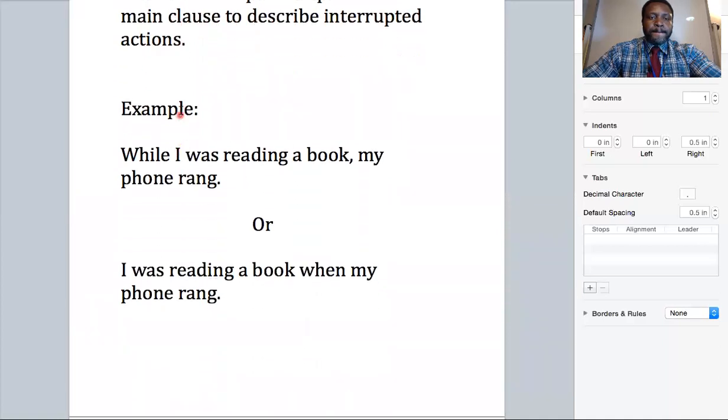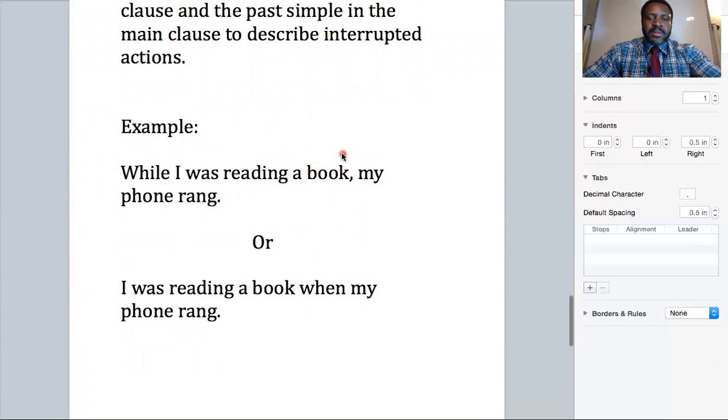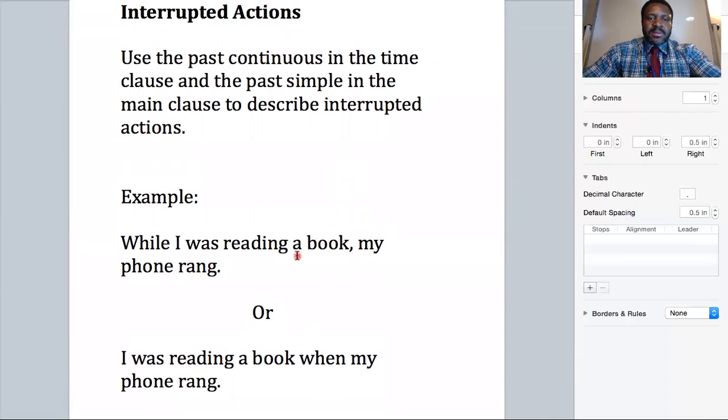Example: while I was reading a book, so this is the past continuous. While I was reading a book, my phone rang. My phone rang is the past simple. While I was reading a book, this is a continuous action, then something happened that interrupted my action. My phone rang.